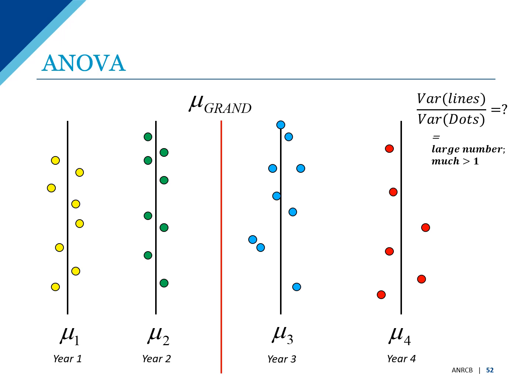On this slide, the variance among the lines is much larger than the variance among the dots within each group. Hence, the dots with different colors are all well separated. In this situation, the ratio between variance of lines and the variance among the dots within each group would be a relatively large number, much larger than 1.